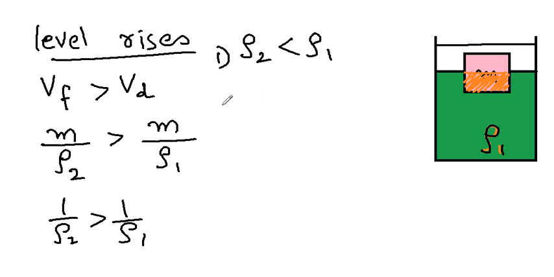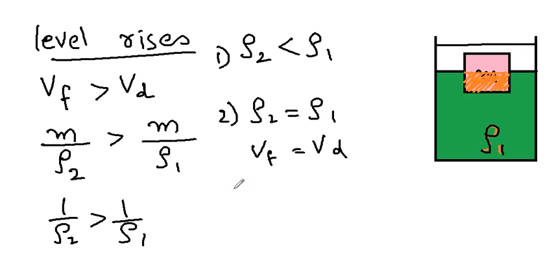That is one condition. Now level will remain same when ρ2 is equal to ρ1. That means volume of the liquid formed and volume of the liquid displaced are equal, so the level will remain same. Third one, if ρ2 is greater than ρ1, if the density of the liquid formed by melting is greater, that will produce only little volume, so the level will fall.